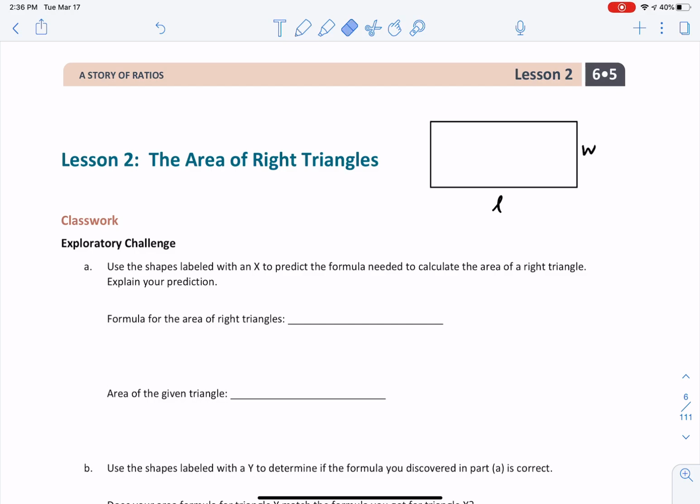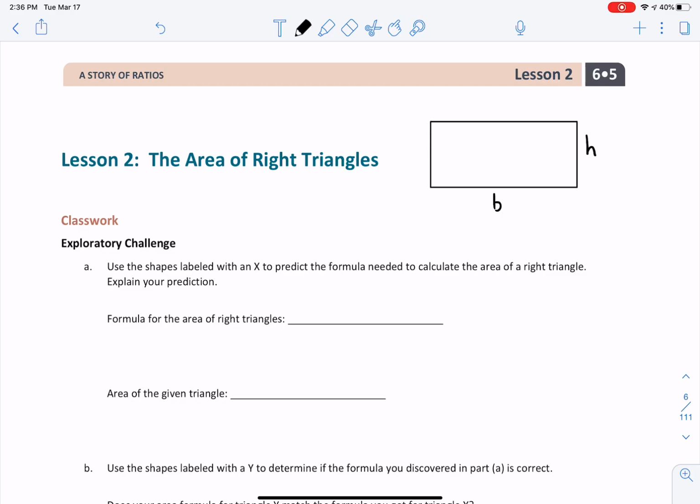Yesterday we changed length and width. We really want to identify, especially for parallelograms and for triangles, B and H, base times height. So if I want to find the area of a rectangle, multiply its base by its height, and then your answer will be in square units.